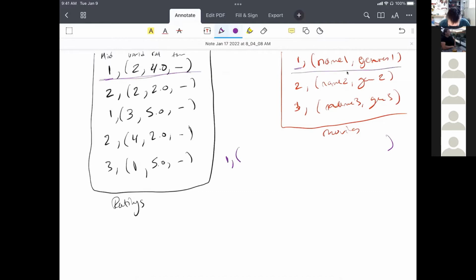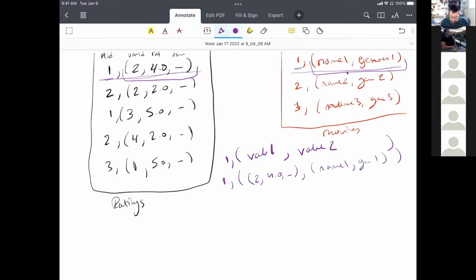So here we're going to have the value of 1, this is number 1, comma, the value of number 2, which in other words means the value is all of this and the value is all of this. So for value 1 it is going to be 2, 4.0 and the timestamp. For value 2, it will be name 1 and genre 1. This is what we're getting in the joined RDD.